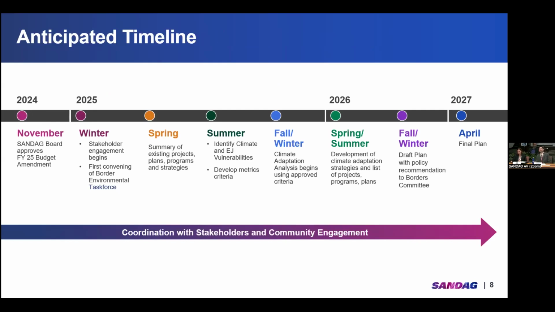Then in spring and summer, this will consist of compiling all the existing information, identifying those gaps, climate and environmental justice vulnerabilities, as well as developing metrics criteria for the analysis. The bulk of 2026 will be dedicated to the development of those climate adaptation strategies and the list of projects, programs, and plans, with a draft plan being presented to the Borders Committee and the SANDAG Board near the end of the year. Then in April of 2027, we'll be wrapping up the grant, and that's when we can anticipate a final plan.